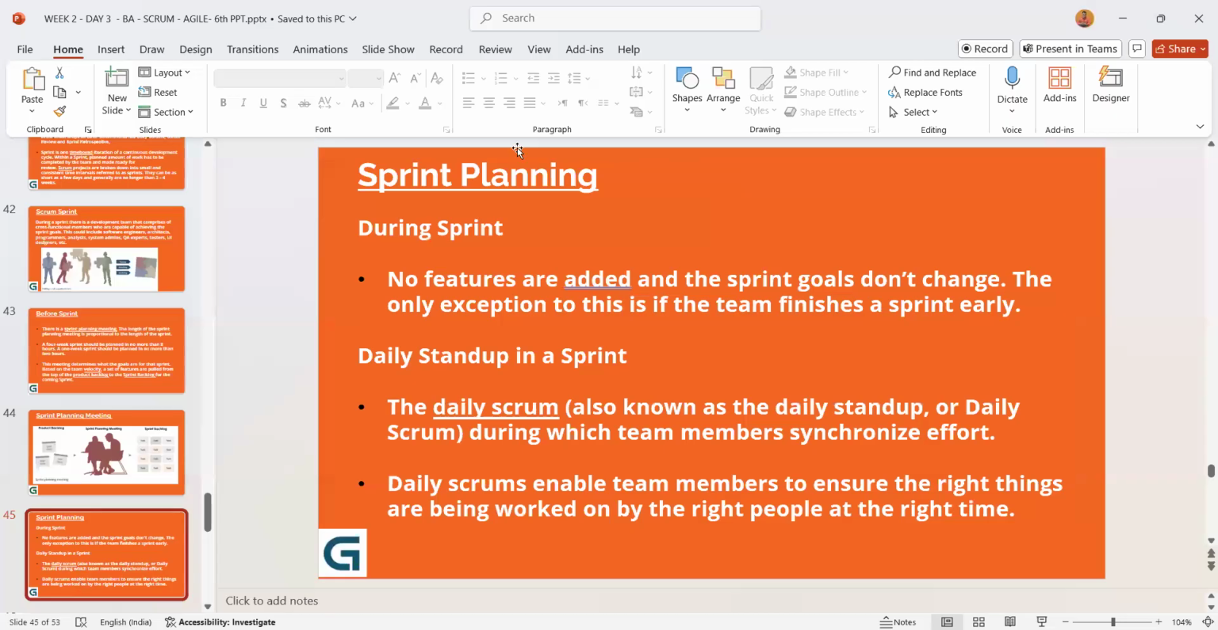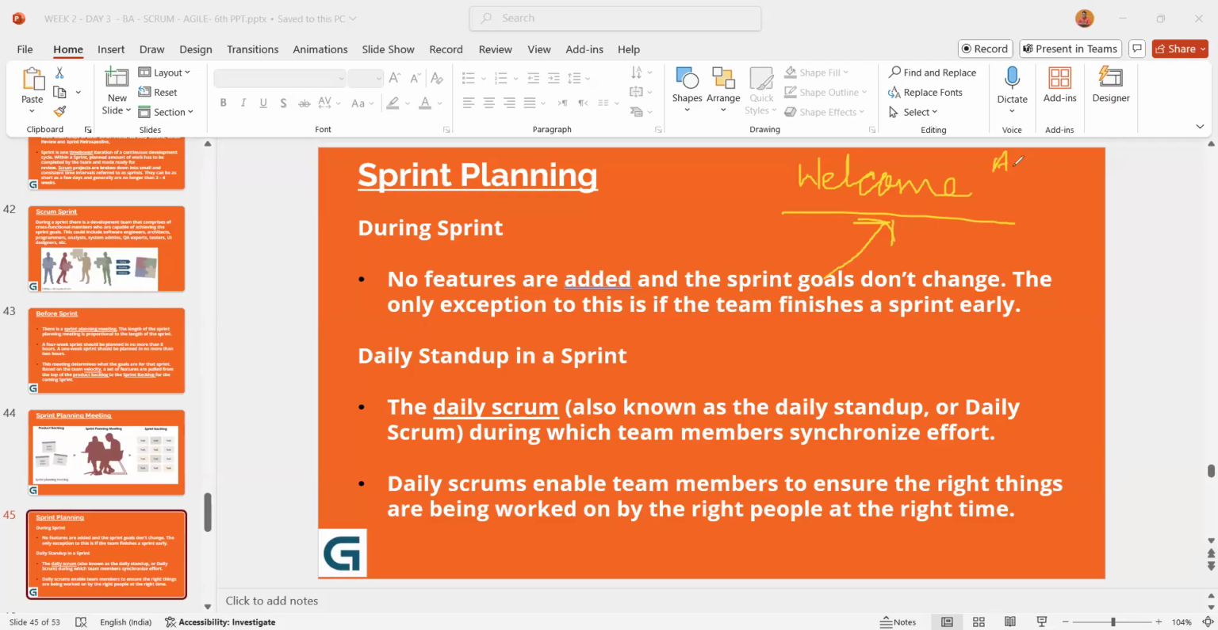Okay, thank you. Now, what happens during the sprint? During the sprint, no features are added and the sprint goals don't change. However, your Agile manifesto says to always welcome the change. Always welcome what? Change. And if you are following Agile, it says to welcome the change. And here it says that no features are added and the sprint goals don't change. Isn't it contradicting the statement of the Agile manifesto? Yes or no? Yes.